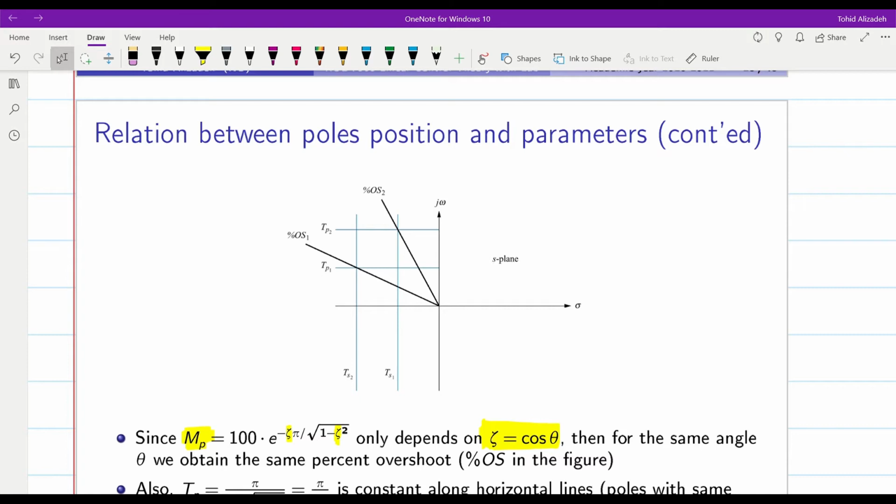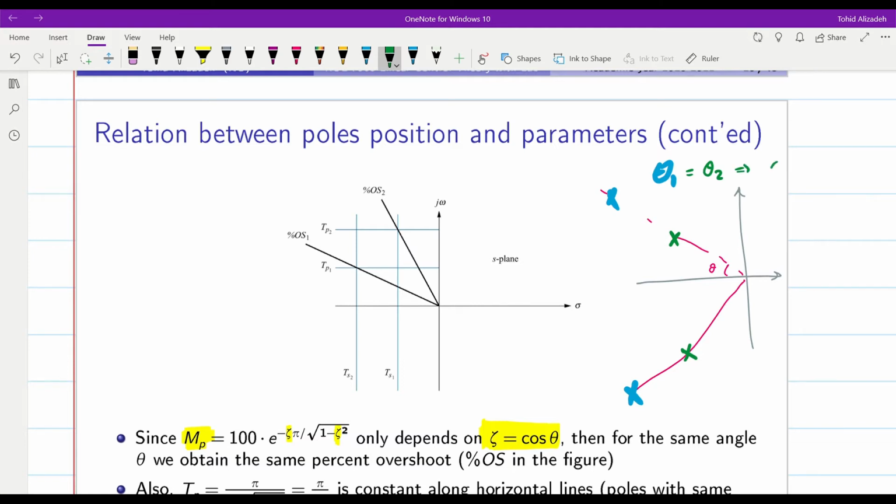Okay, so let me draw it here. So if you assume that we have two systems with the same theta, let's say one has the poles over here and the other one has the poles there, both of them have the same theta. So theta 1, let's say, is equal to theta 2. Both of the systems have the same value for theta, and as a result, zeta 1 is equal to zeta 2, and therefore Mp1 is equal to Mp2.